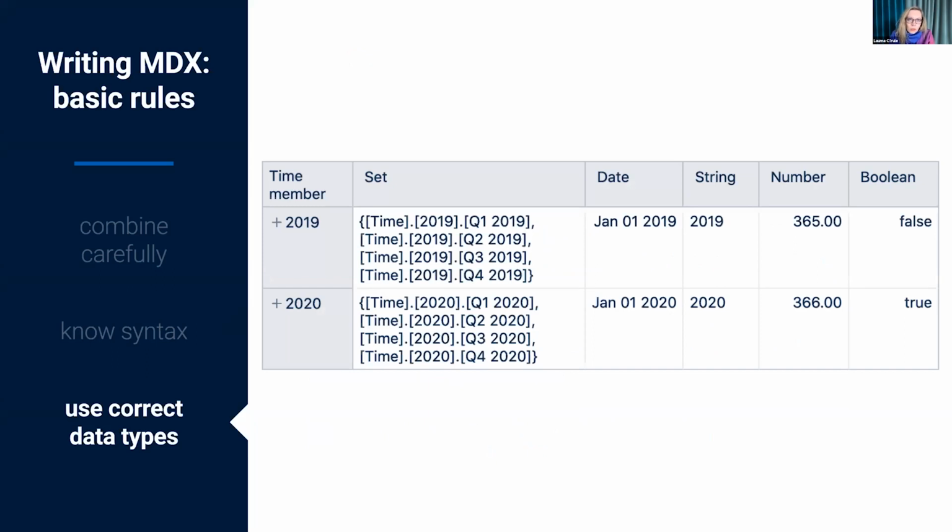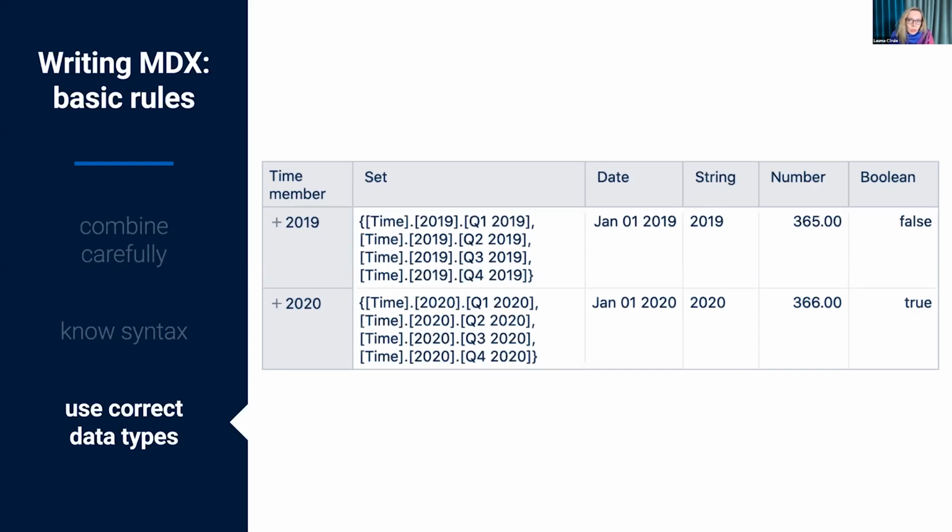Now in this slide, you can see that we have a time member on rows. And from this time member, we can get all kinds of data types as an output. So each time member or each issue member, you can make a set out of it. So this is showing you the children's set of that year. You can have a children's set of the project, which is all issues and so on. And from each member, you can probably also get out some dates.